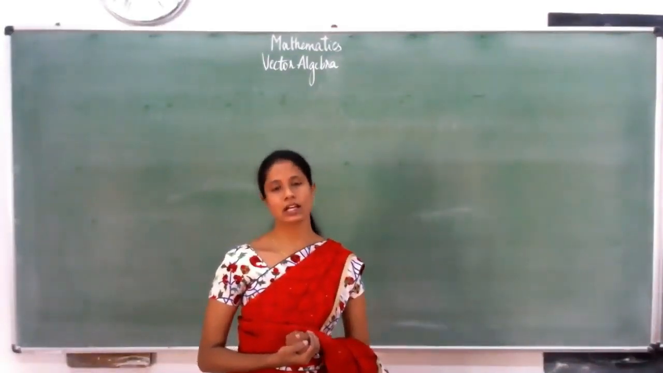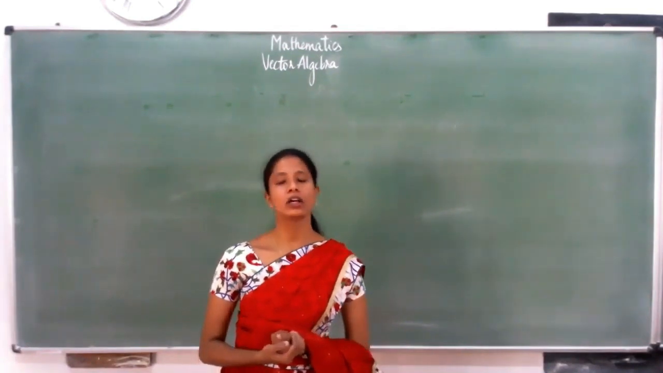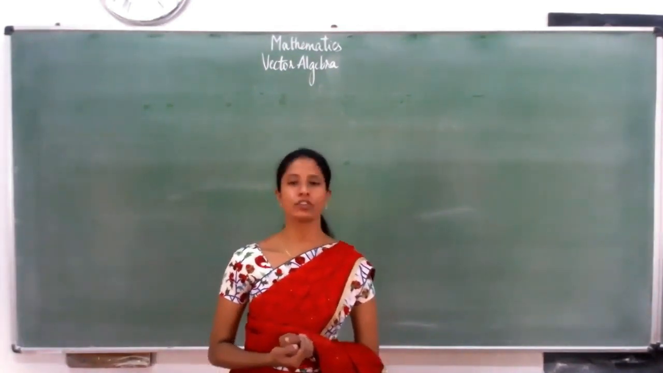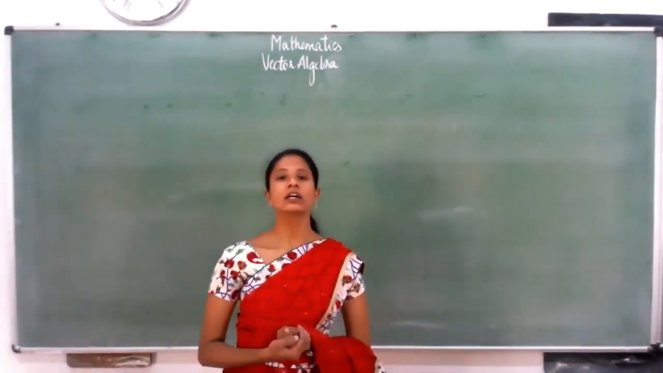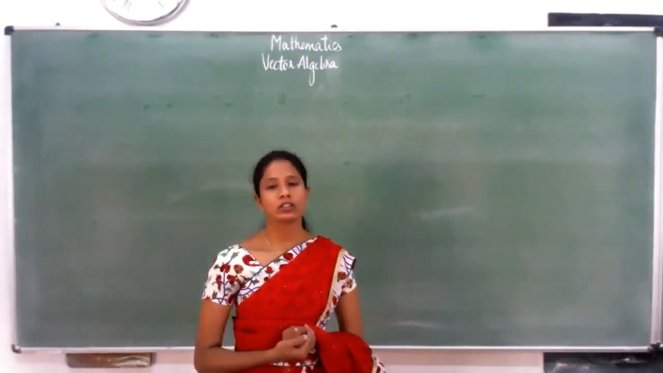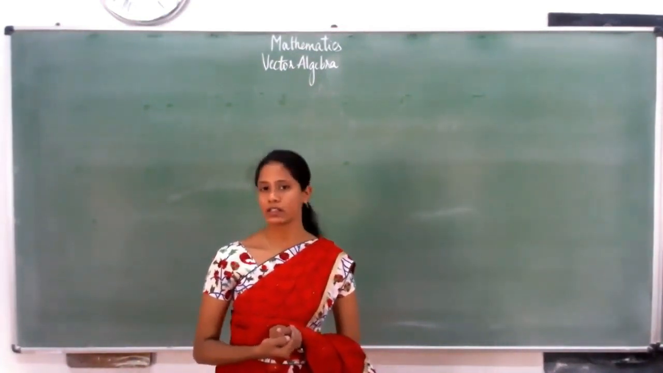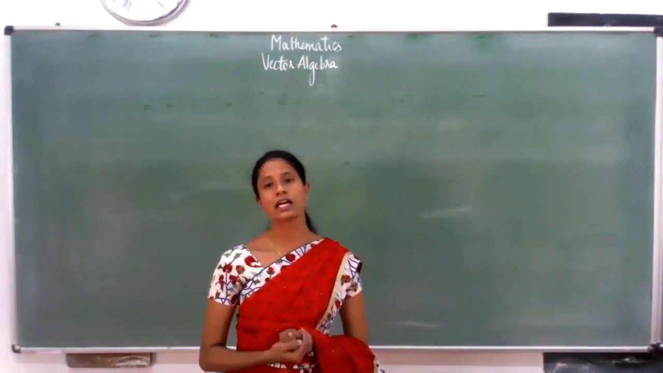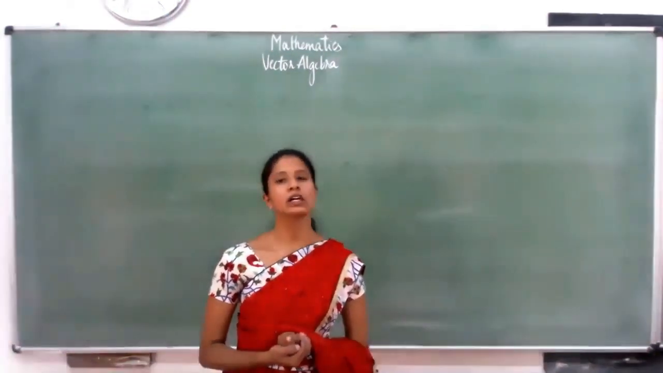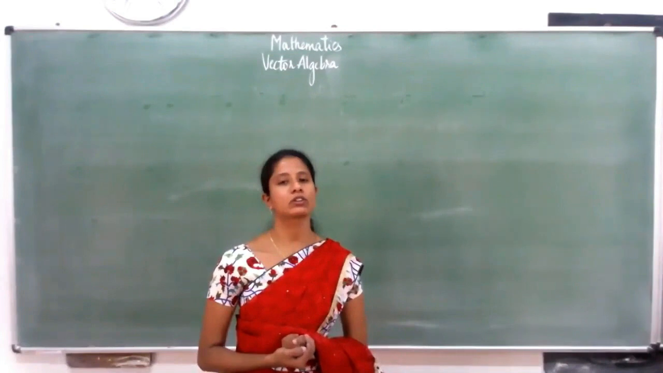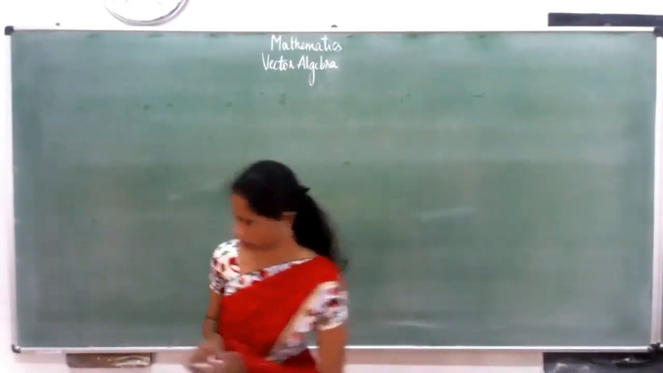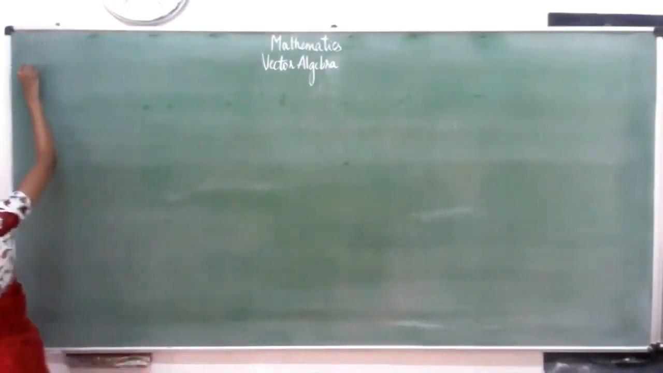In our previous class, we have learned about the product of two vectors. That is the first one, the scalar product or the dot product of two vectors. Now, in today's class, let us learn about the vector product or the cross product of two vectors.